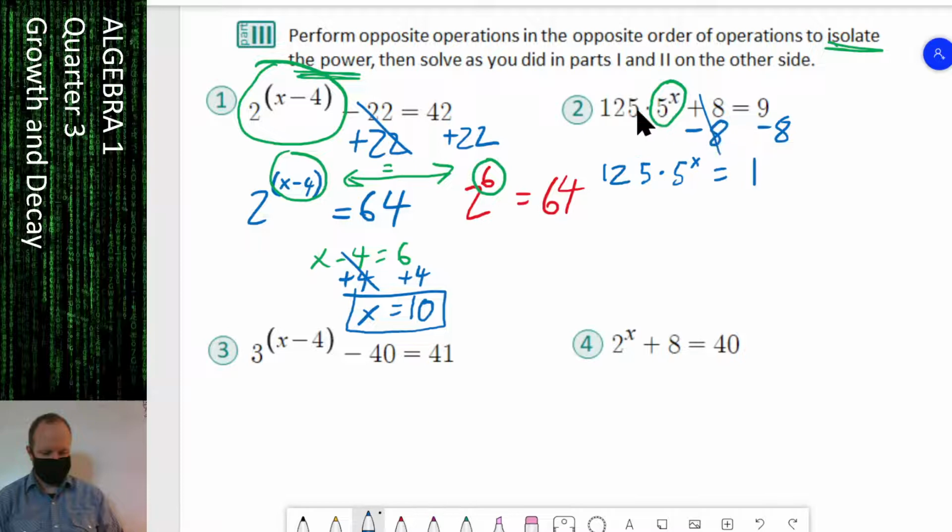We got rid of the 8, which means now we got to get rid of this 125. How might we do that? It's being multiplied, so the opposite of multiplication is division. Just multiply this side of the equation, that whole side. Give yourself a division bar, divide this whole side by 125. That gives us something divided by itself. Anything divided by itself is 1. 1 times 5x is just 5x, so that'll be by itself. Keep it equal. Divide this whole side by the same thing.